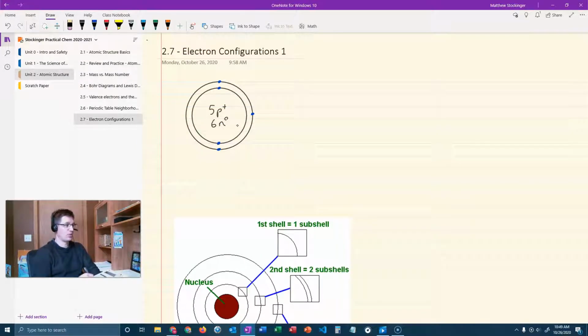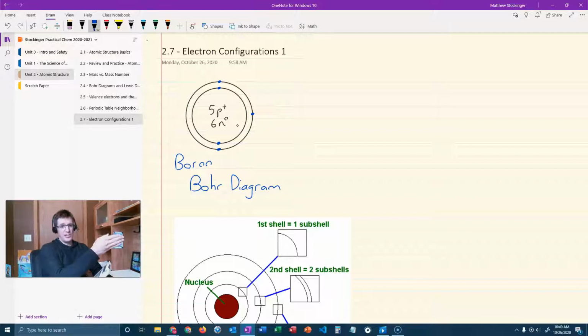boron, rather. This is a Bohr diagram of boron. Bohr diagrams, by the way, were named after a guy named Niels Bohr. That's why they're called Bohr diagrams. In his day, about 100 years ago, all the experiments he had available pointed to this being what atoms really looked like. In his mind, there was a nucleus in the middle, and spinning around that nucleus were the electrons, like planets around the sun, orbiting.